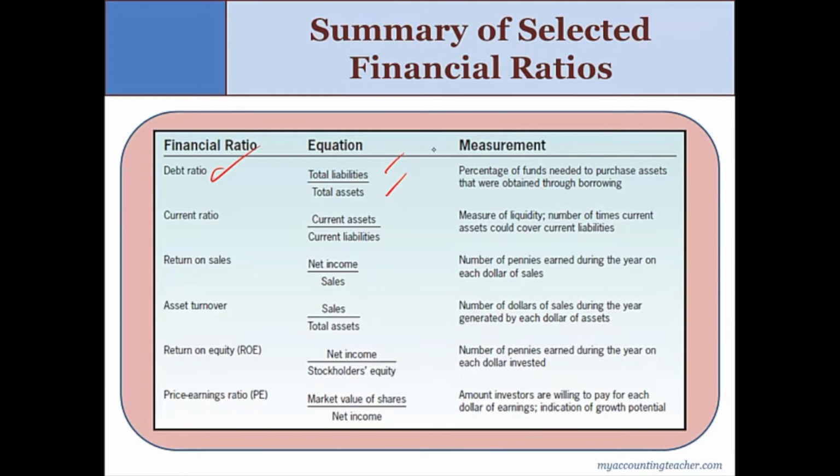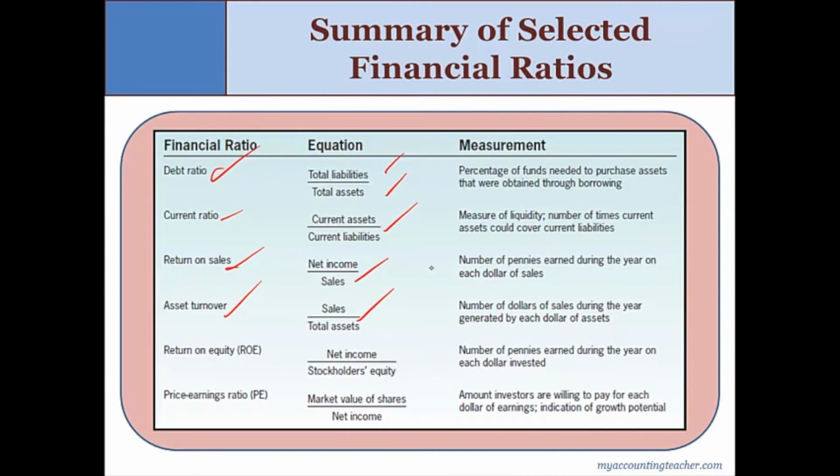Debt ratio, total liabilities divided by total assets. What fraction of total financing has been achieved through borrowing? Current ratio, current assets divided by current liabilities, is a measure of liquidity. How able is the company to pay its debts in the short term? Return on sales, net income divided by sales. For every $100 of sales, how many dollars of profit are left after you pay all your expenses?